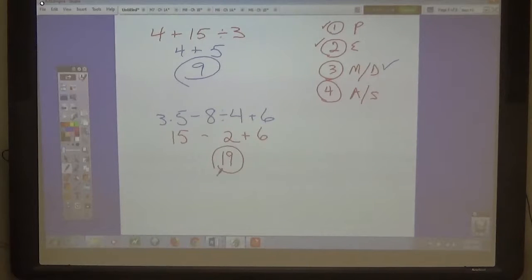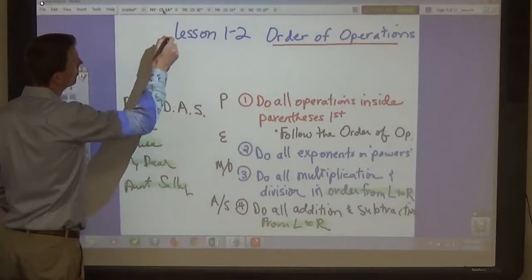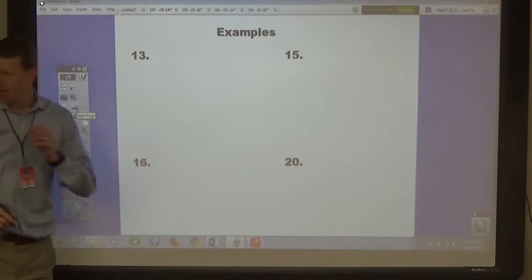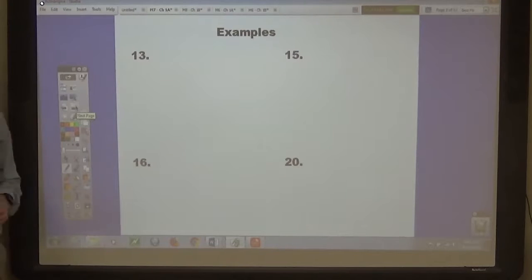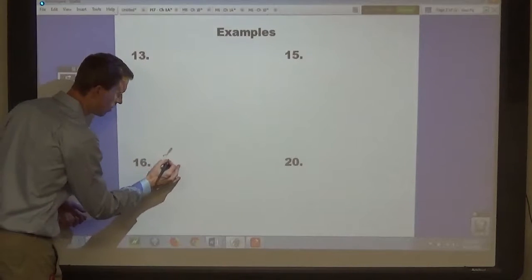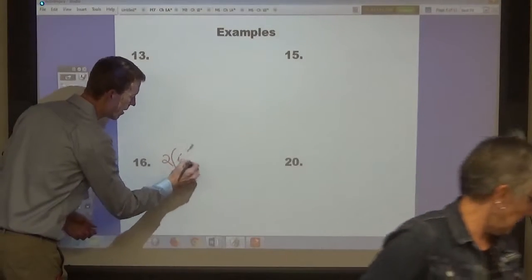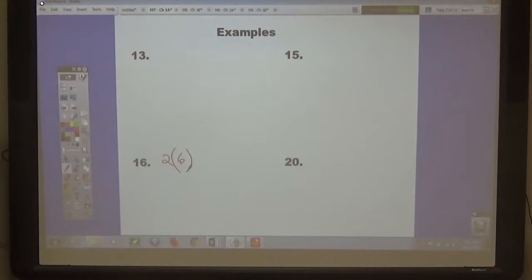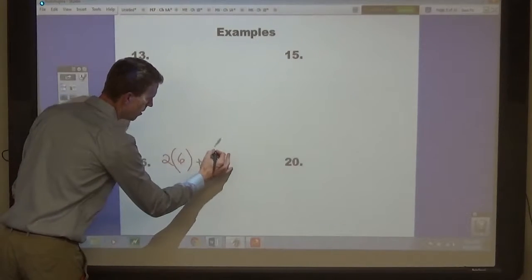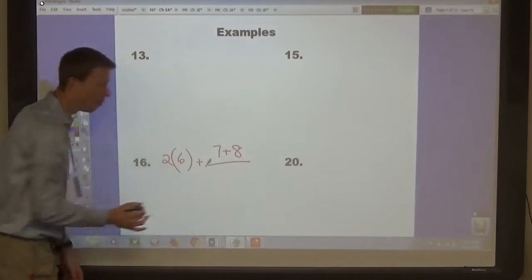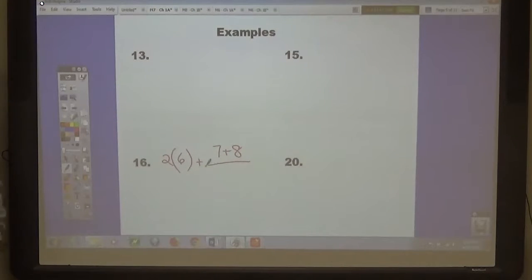Let's look at a couple that have division in them, the division bar. So, for example, number 16. This one's in your homework, so you might as well copy it while we work through it together. Parentheses 6 plus 7 plus 8 over 3.